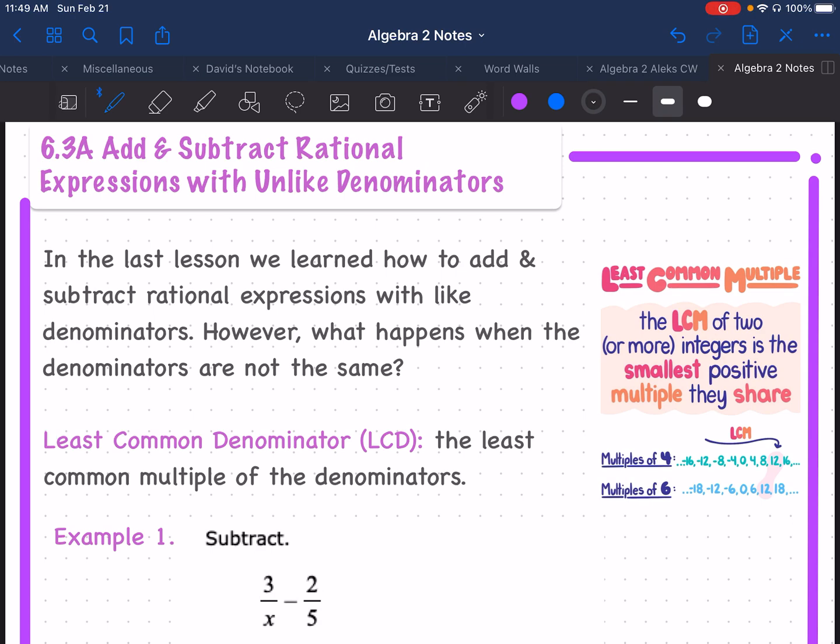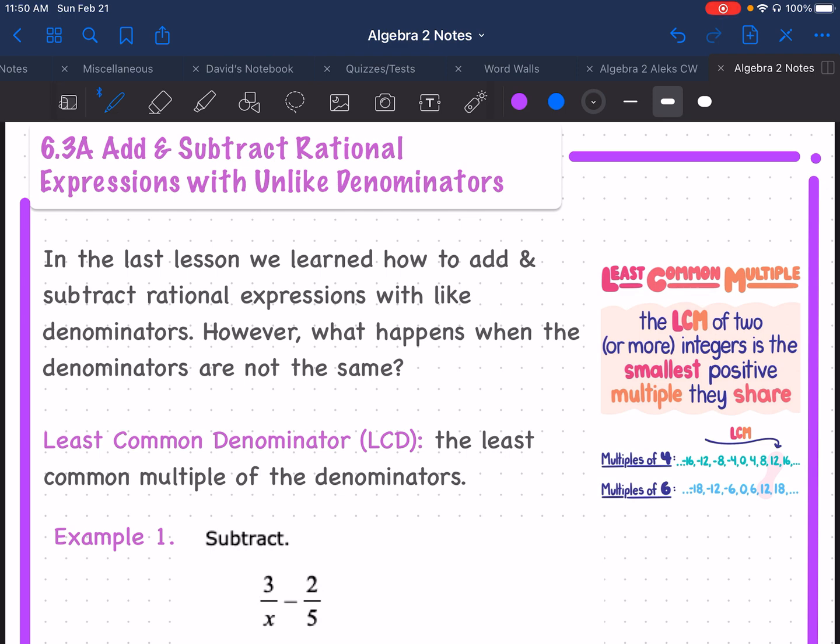Today's lesson is 6.3a, add and subtract rational expressions with unlike denominators. In the last lesson, we learned how to add and subtract rational expressions when the denominators were the same. However, what's going to happen when the denominators are not the same? Well, when they're not the same, we have to find what is called the least common denominator, or the LCD, which is the least common multiple of our denominators.